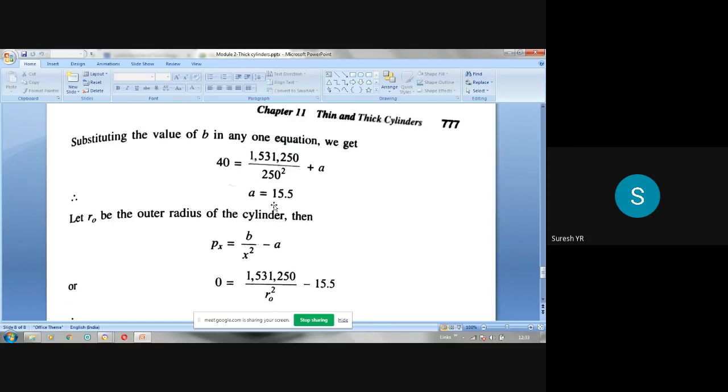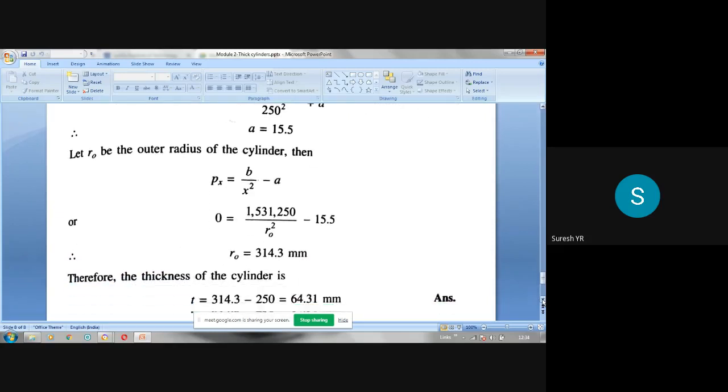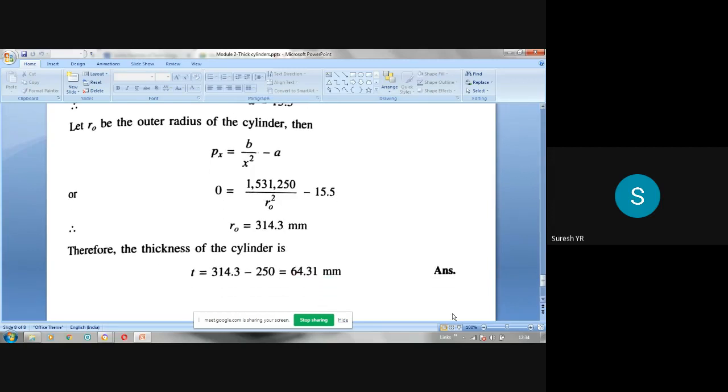After getting the a and b values, you use once again that radial pressure equation, and we know that there is no external pressure given in the problem. So at x is equal to R naught, Px is 0 here. So you substitute in this once again Lami's equation and get the value of outer radius. Outer radius minus inner radius gives the thickness 64.31 millimeter.